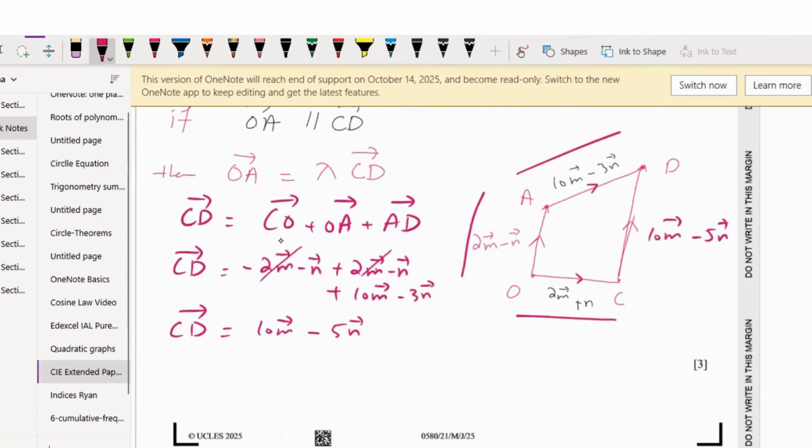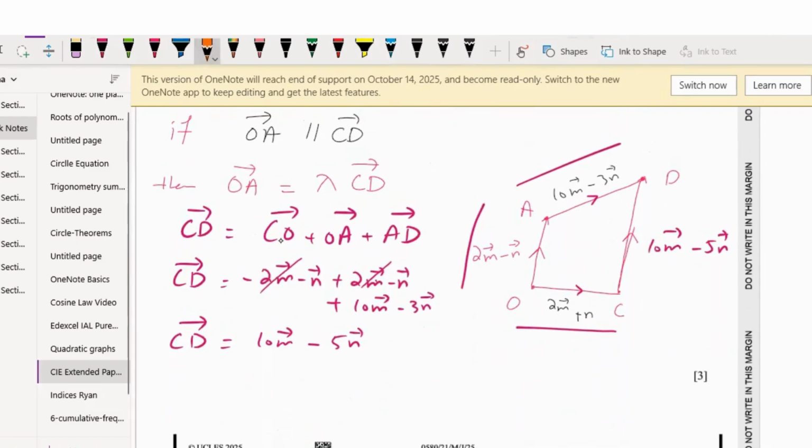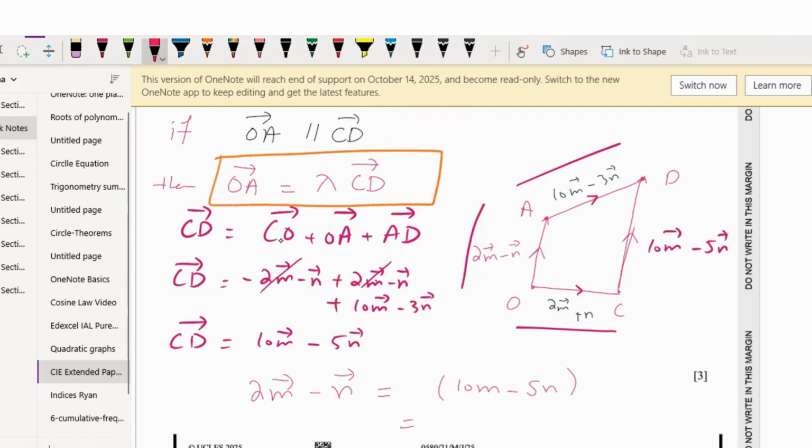Now you want to prove this thing. If OA and CD are parallel, then OA should be equal to some lambda times CD. Lambda is a constant number here. So let's write OA, which is 2m minus n, equals lambda, we don't know what lambda is, times CD. CD is 10m minus 5n. If you take 5 common from both of them, you get 5 times 2m minus 5 times n, which is 5 times (2m minus n).